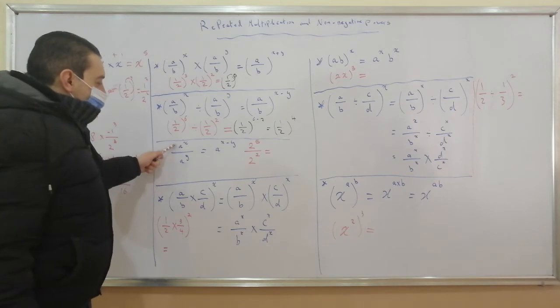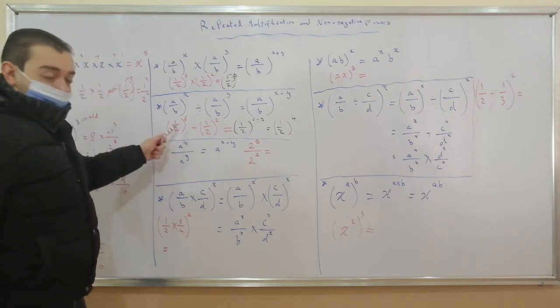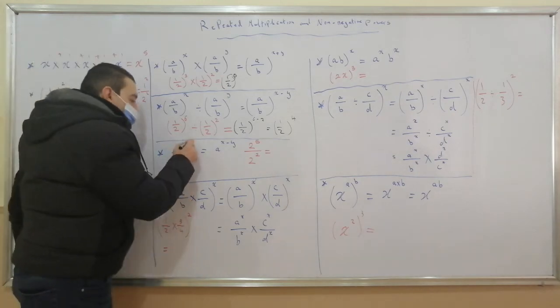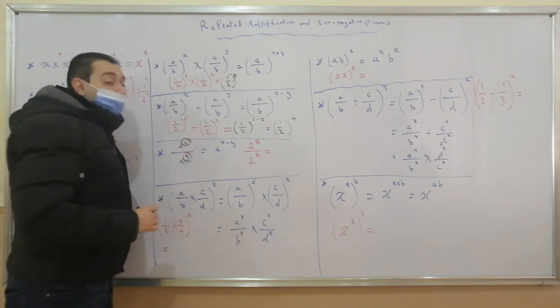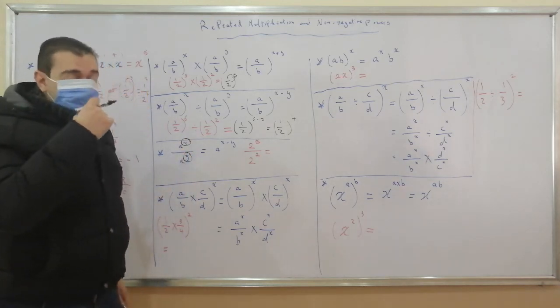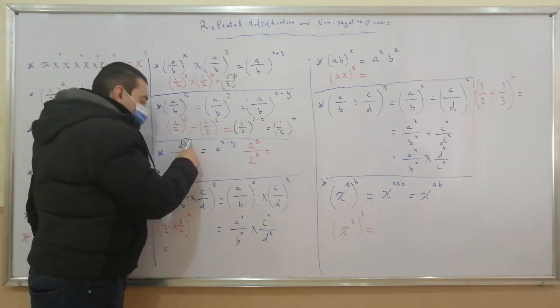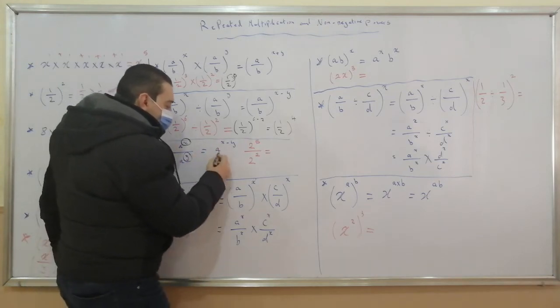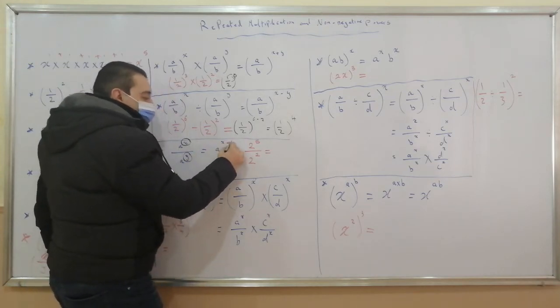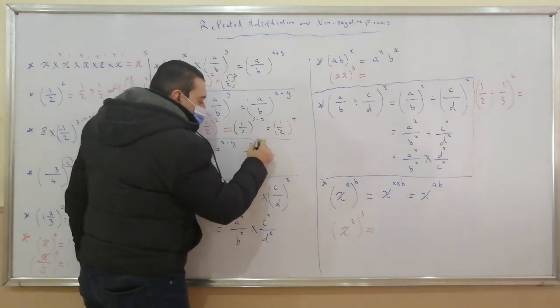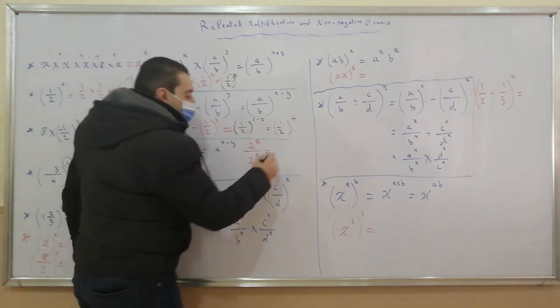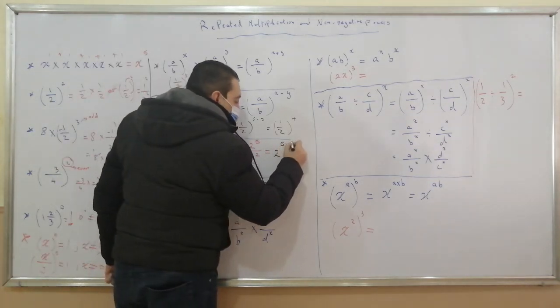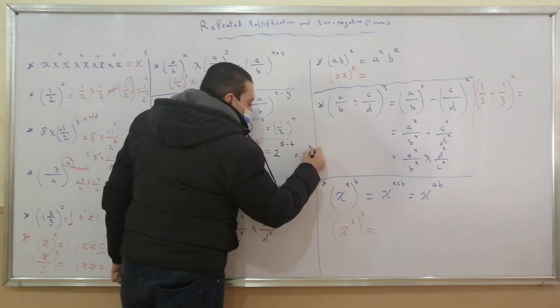When dividing with the same base, we subtract the powers. The upper power minus the lower power, not the bigger minus the smaller. This means a power x minus y. For example, 2 power 5 over 2 power 2 equals 2 power 5 minus 2, which is 2 power 3.